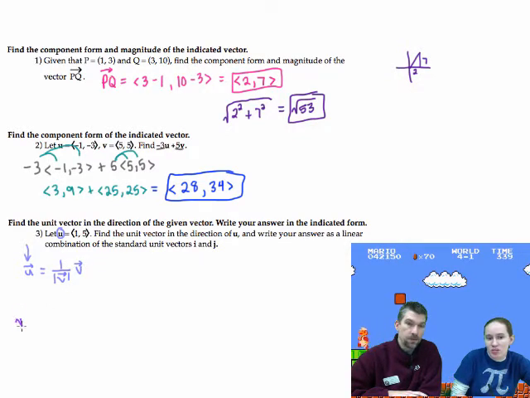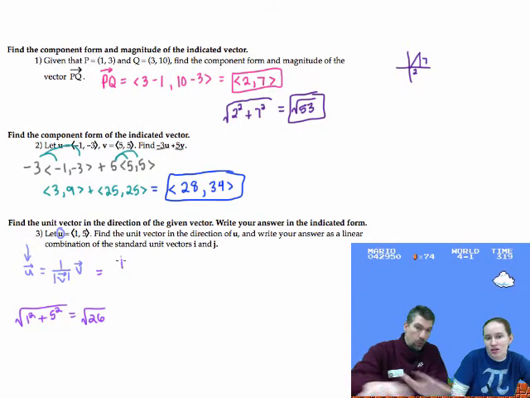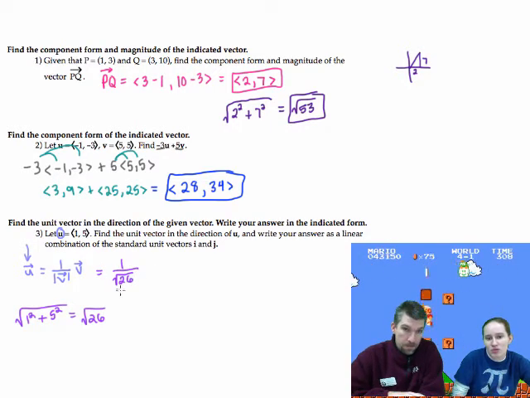So the magnitude is the square root of 1 squared plus 5 squared. And that's going to be the square root of 26. We're good right there. Square root of 26, no decimal. So we have 1 over the square root of 26.